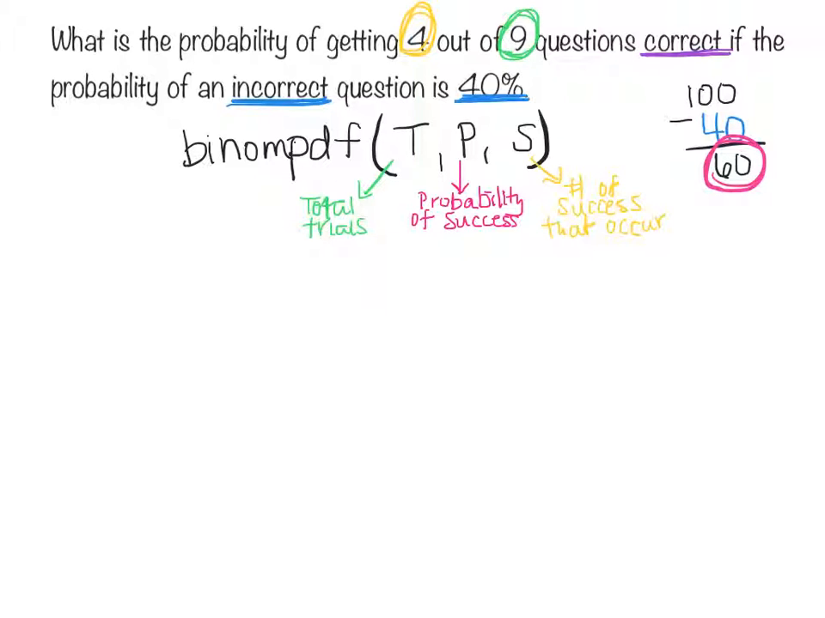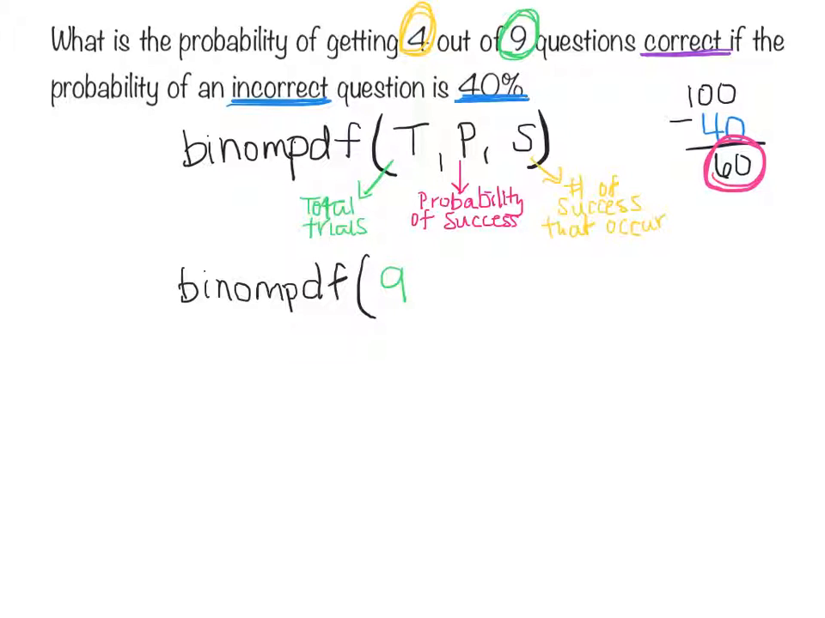Okay, so we have all of our information. So we're going to write down our formula, binom PDF. This is what you'll use in the calculator. Your first number in the calculator will be the total trials. There are 9 total questions, so 9 would come first.